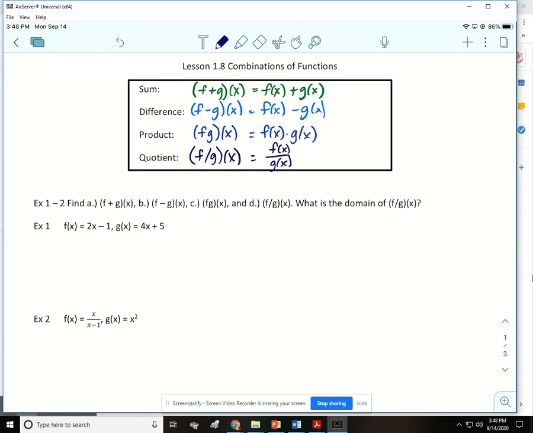All right, so on examples 1 and 2, we're going to do a lot. We're going to do really five things. We're going to add their functions, subtract, multiply, divide, and tell the domain of the division one.